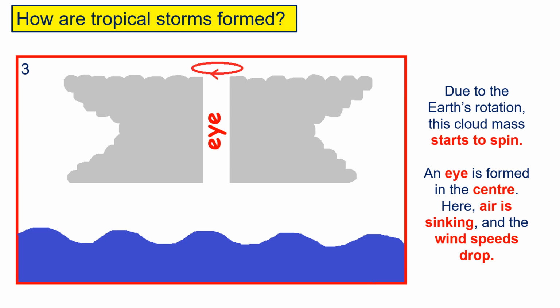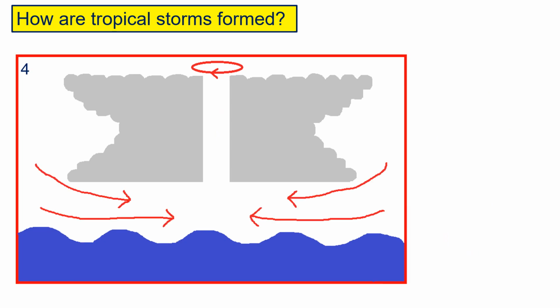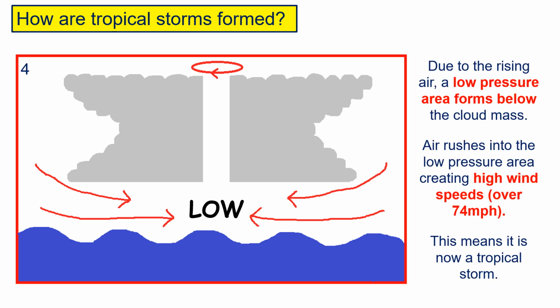Then we have picture 4, and where we've got this air sinking, we've then got air being pulled into the storm as well beneath it. So we've got an area of low pressure where the air rises, and due to the rise in air, a low pressure forms below the storm. Air rushes into the low pressure, creating high winds of over 74 miles per hour. And this now causes a tropical storm.